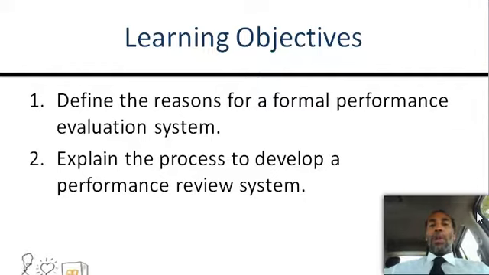So our learning objectives are to define the reasons for a formal performance evaluation system, explain the process to develop a performance review system. So when you define the reasons for a formal process, so that things are written, so that you can refer back to the actual document, things that you just need to have in place in an organization. Explain the process to develop the performance review system.